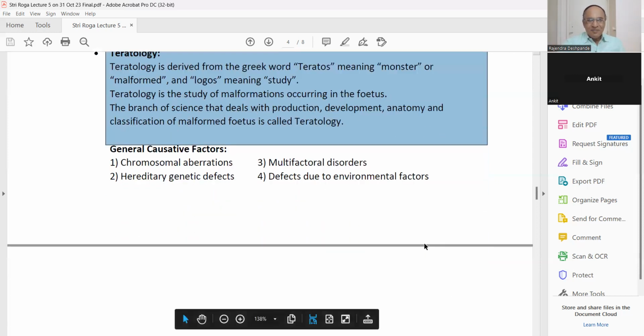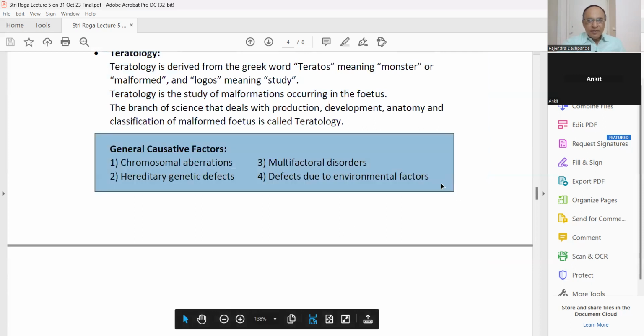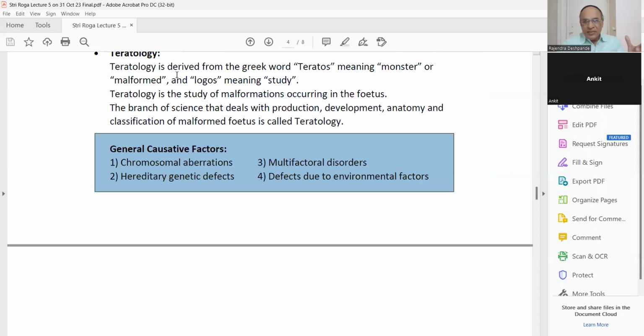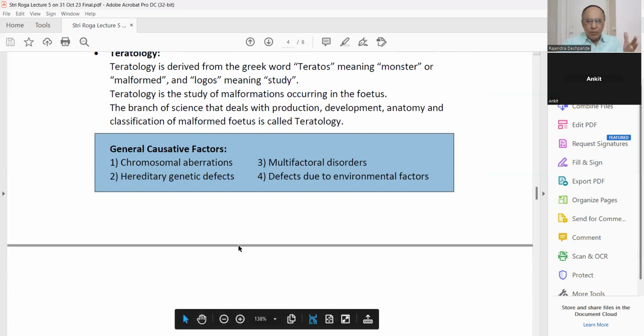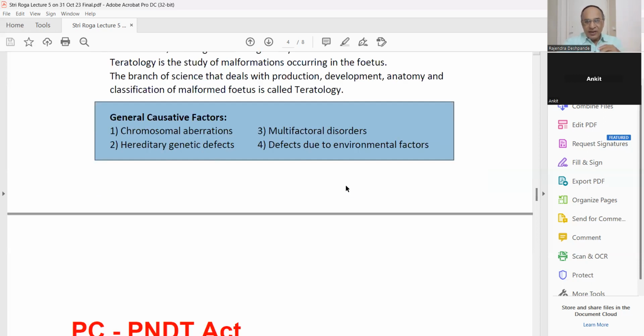Okay, next. General causative factors. For example, why do these abnormal things happen? Chromosomal aberration. Aberration means again defect, problem. Multifactorial disorders. Too many things have to be considered. Hereditary genetic defects, like for example, bronchial asthma, cardiac problem, obesity. These are the hereditary problems. Defects due to the environmental factors. Too hot, too cold climate, global warming, etc.